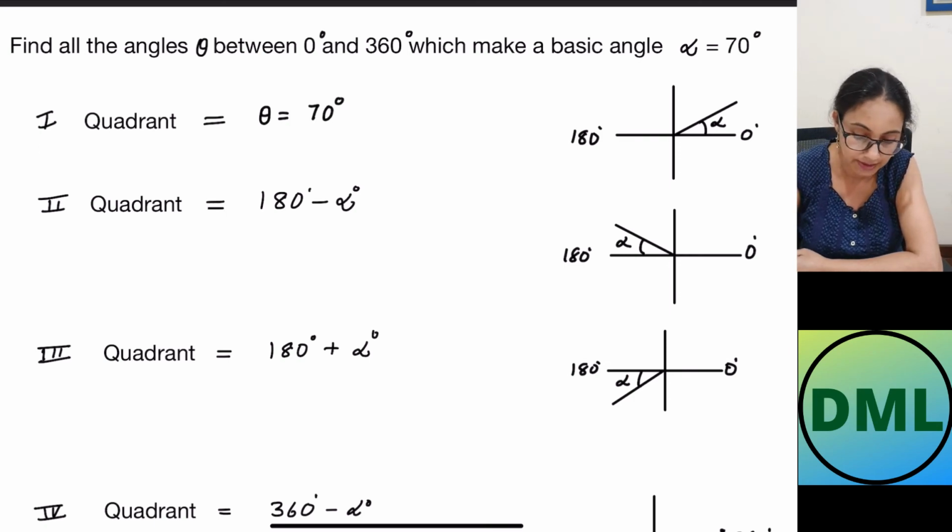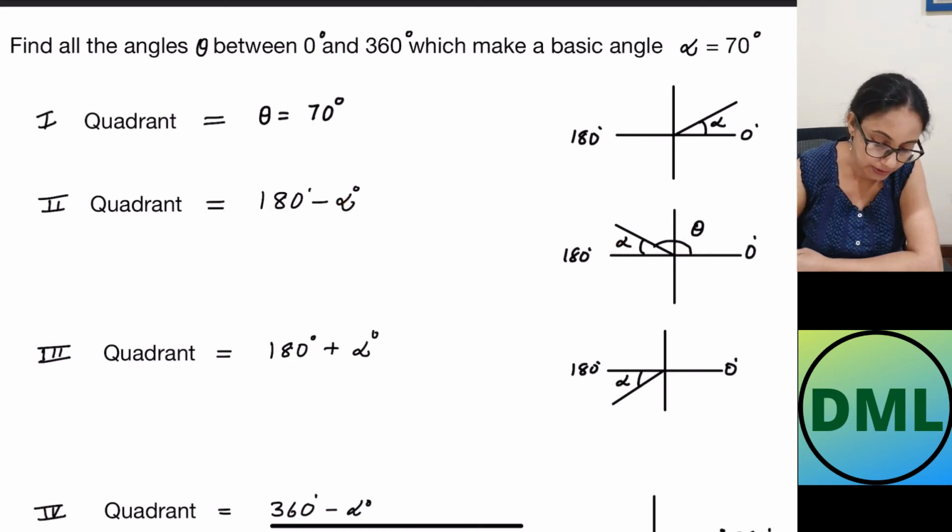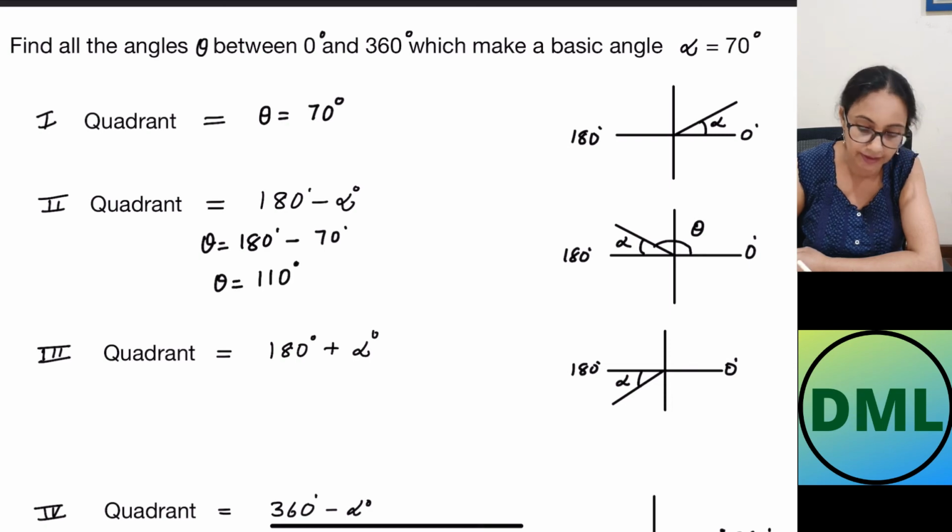Now as you can see here, the basic angle alpha is in the second quadrant. To get the value of theta here, this is my theta, I need to subtract: 180 degrees minus alpha will give me theta. So theta will be given by 180 degrees minus 70 degrees. So theta is equal to 110 degrees.